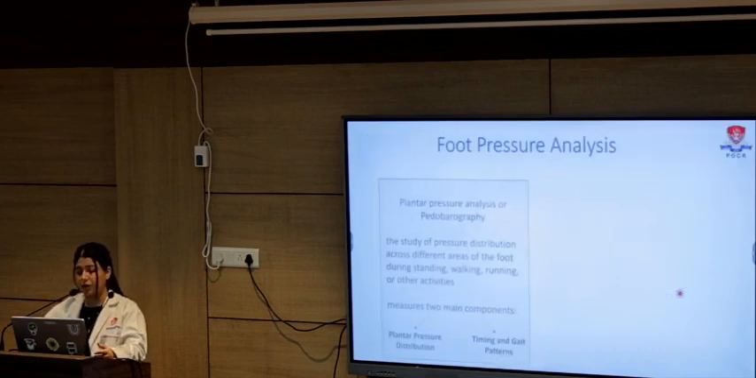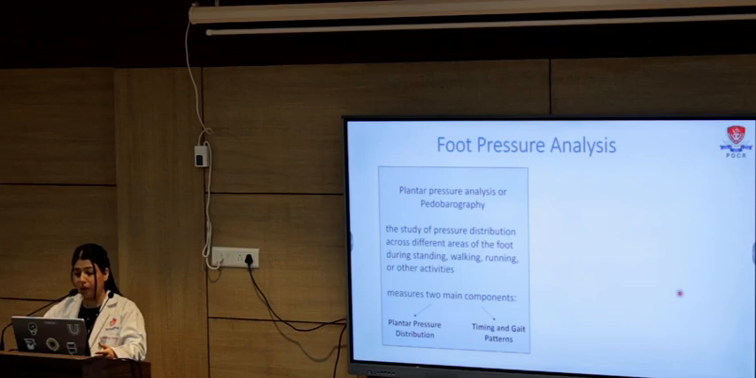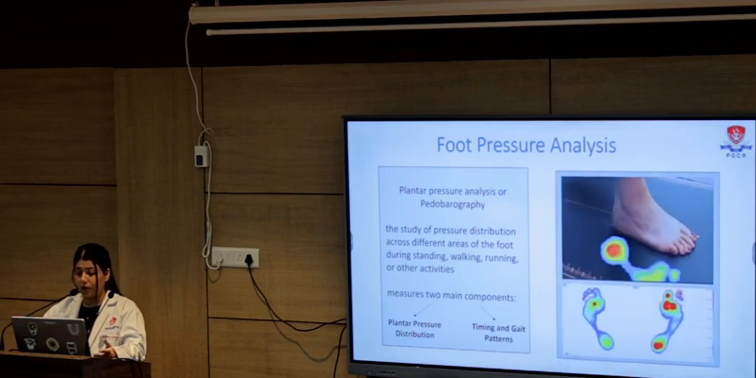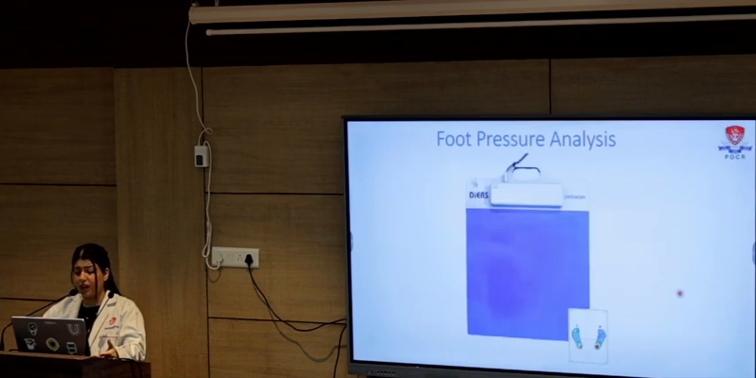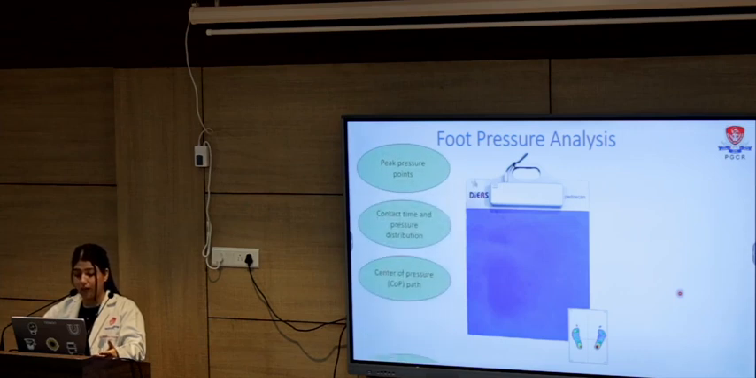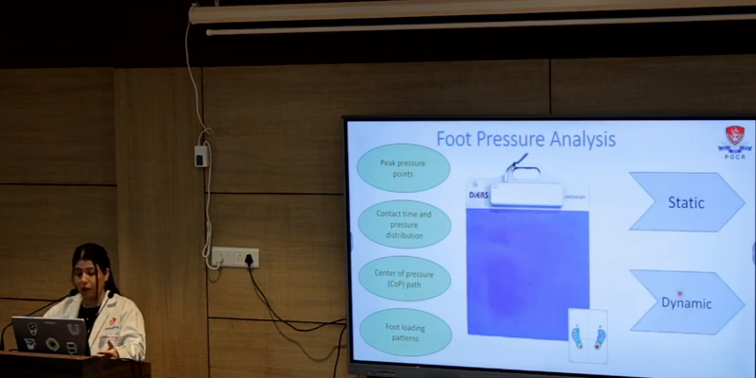Foot pressure analysis, also known as plantar pressure mapping or pedobarography, is a valuable tool in sports injury management. It involves assessing how pressure is distributed across the foot during standing, walking, or running. This data helps diagnose injury causes, guides treatment, and prevents re-injury. It uses pressure-sensitive mats, insoles, or platforms to measure peak pressure points, contact time and pressure distribution, center of pressure path, and foot loading patterns. It can be done in static, which is standing, or dynamic walking or running form.